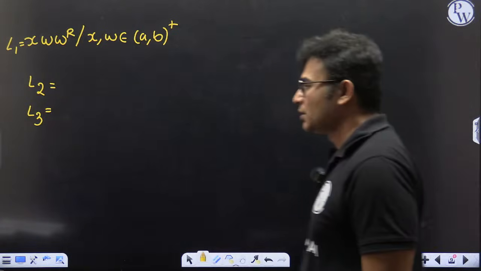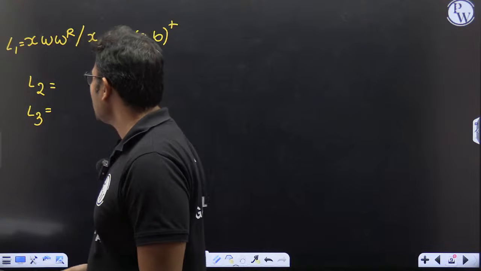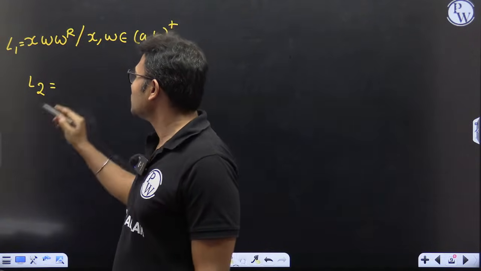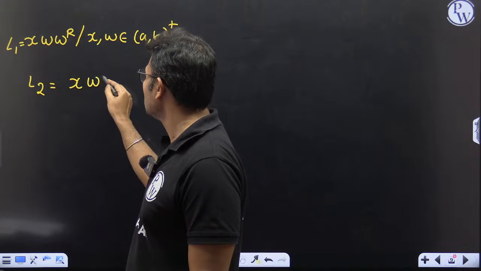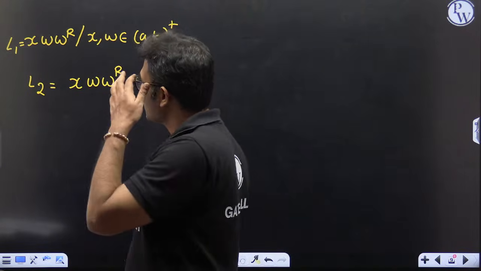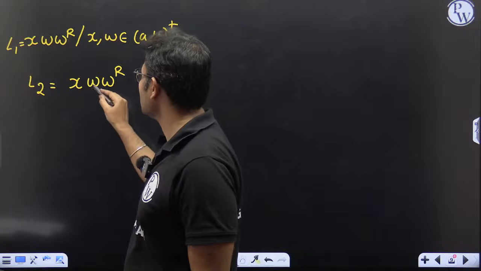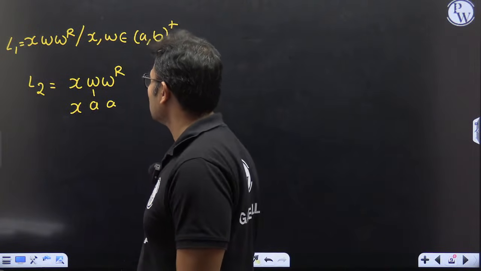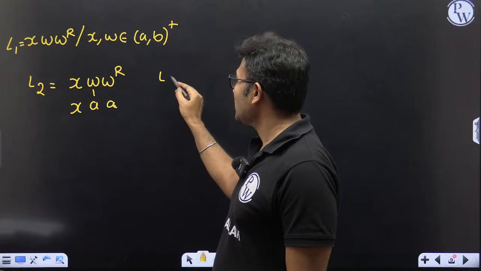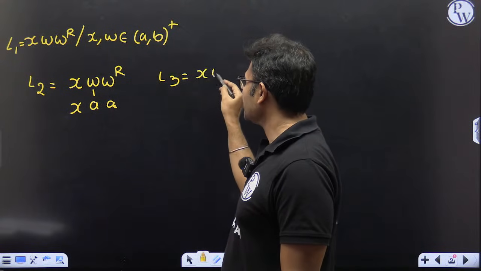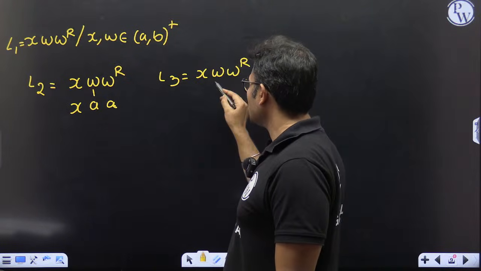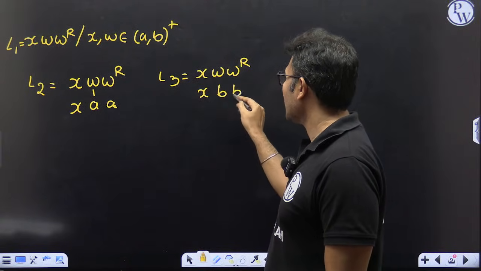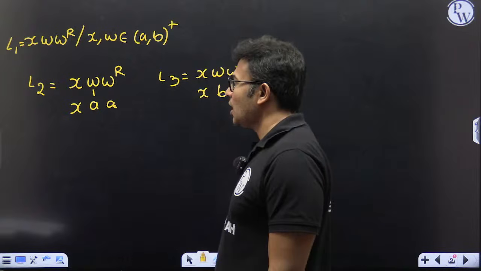Good morning, Mohit. So L2, L3 can be written like this. Take the smallest strings. So let's write L2: X, W, WR, right? In place of W, let me put the smallest string. Now what will it become? XAA. Now write L3. L3 equals XWWR. In place of W, you put a B. Then what will that become? XBB.